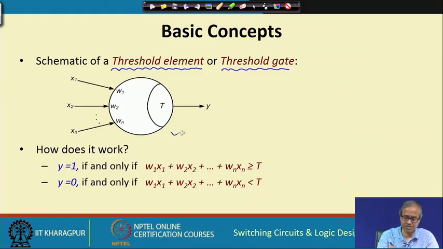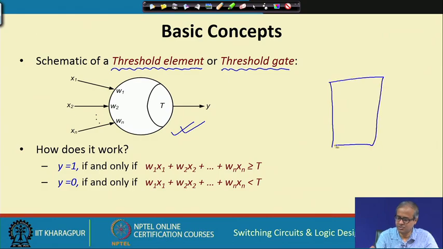This is how a threshold gate looks in its schematic form. So, you see in a threshold gate what are the basic components. If I show it as a rectangular box, there are some inputs which are applied. In this example I have shown that there are n inputs x1, x2 up to xn, and there is one output y.